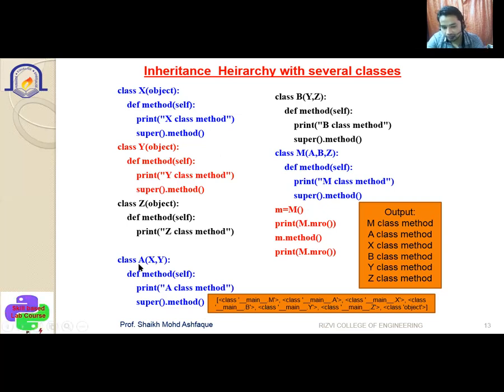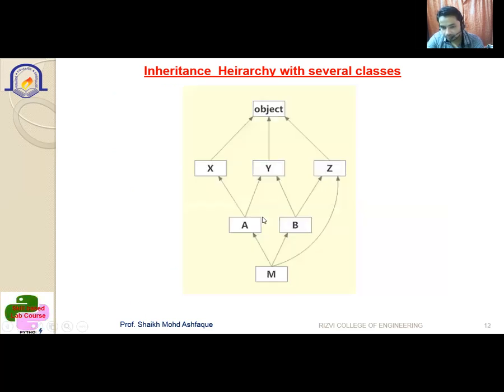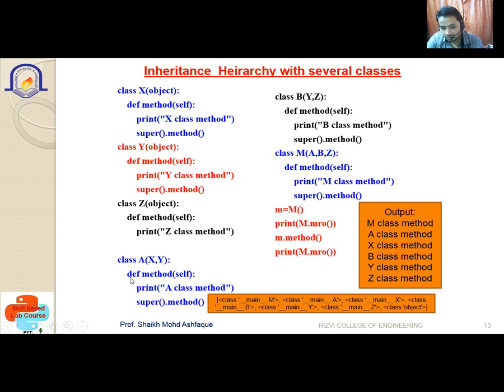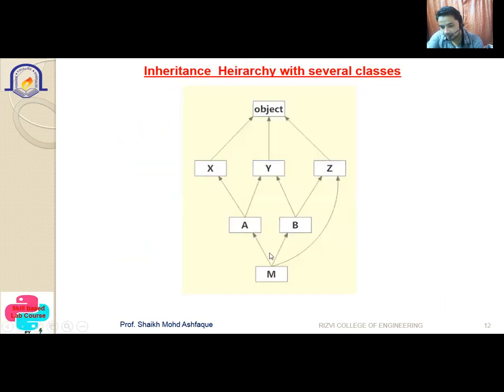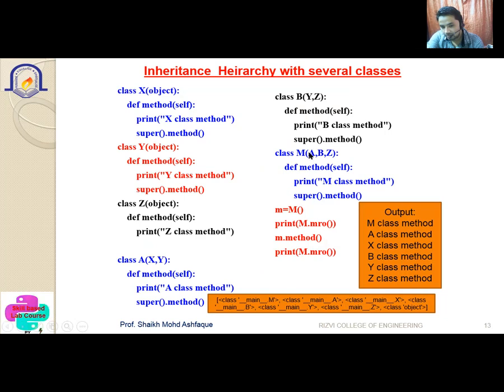And then we are using def, then using the class A. You can see now class A is inherited from two classes, X as well as Y. So class A(X, Y), def method, then print the A class method, then we are calling super dot method. Then class B inherits Y and Z. You can see class B(Y, Z), def method, printing the B class method, calling the super. Then next is your class M. It has A, B, and Z. So here class M(A, B, Z), def method is written, then printing the M class method, and once again calling super dot method. So all the classes are now implemented.